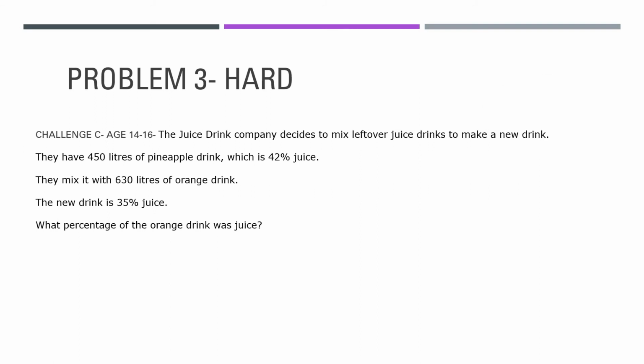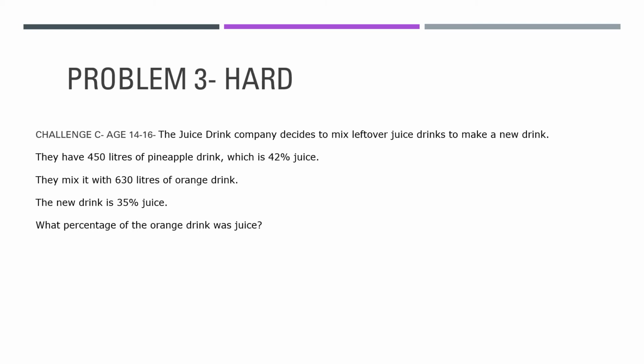So there are multiple ways you can solve this question, but I'm going to show you the finding amounts of percentages way. So you've got 450 liters of pineapple drink, so let's go from the start. They want to mix leftover juice to make a new drink. So they have 450 liters of pineapple drink, and 42% of that is juice. And they mix it with 630 liters of orange juice drink. The new drink is 35% juice. What percent of the orange drink was juice?